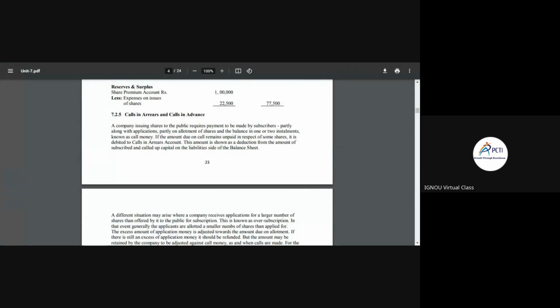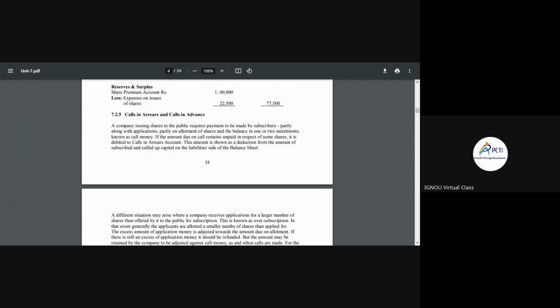Next heading is call in arrear and call in advance. If we are talking about call in arrear, if we issue shares to a particular person and that person is unable to pay the call money or any allotment money, that means if a person needs to pay the total rupees 10 on 100 shares but he paid only rupees 5 or rupees 6 out of the 10, then it will be known as call in arrear.